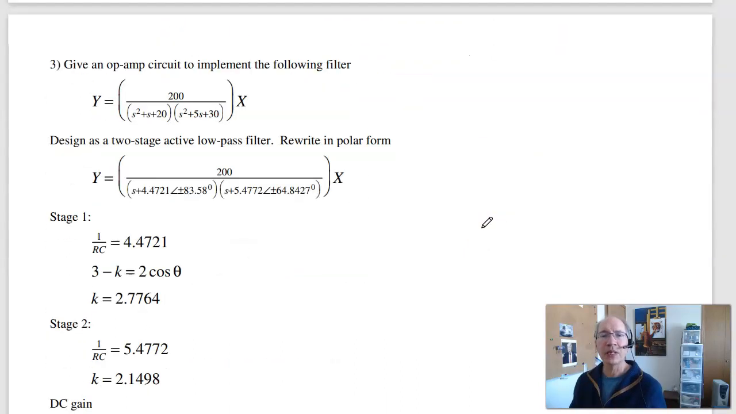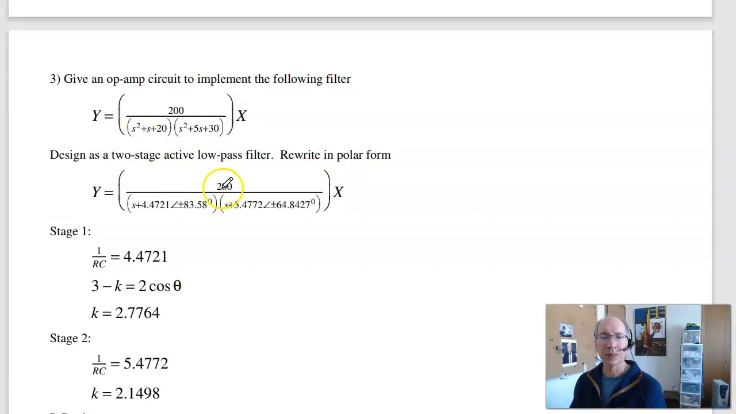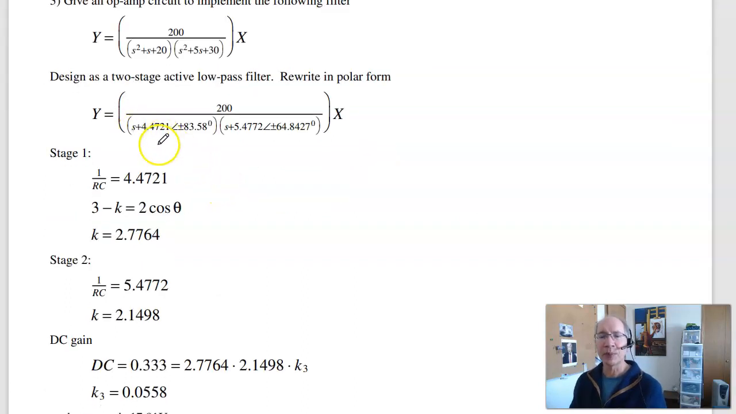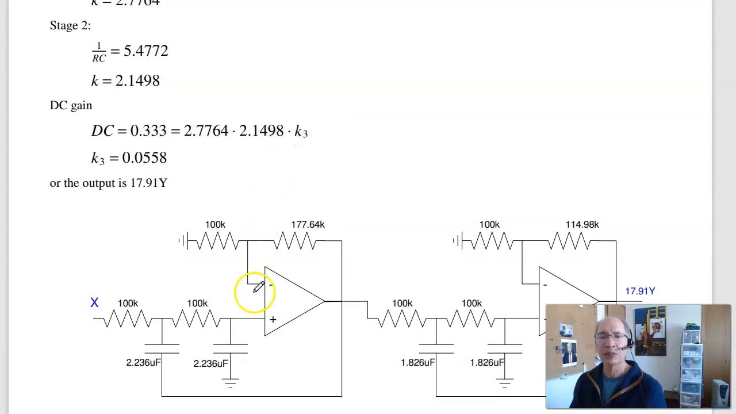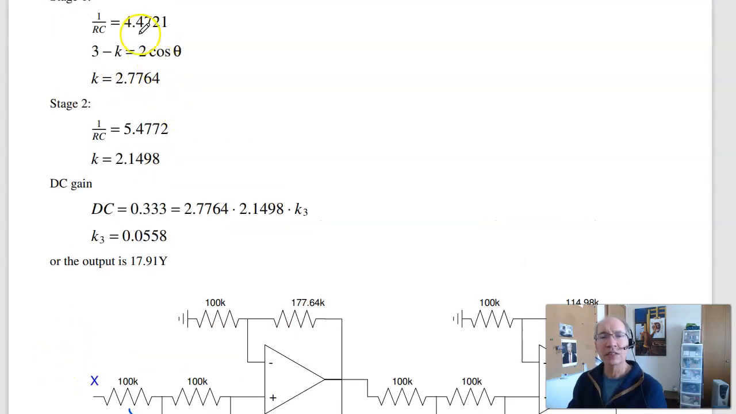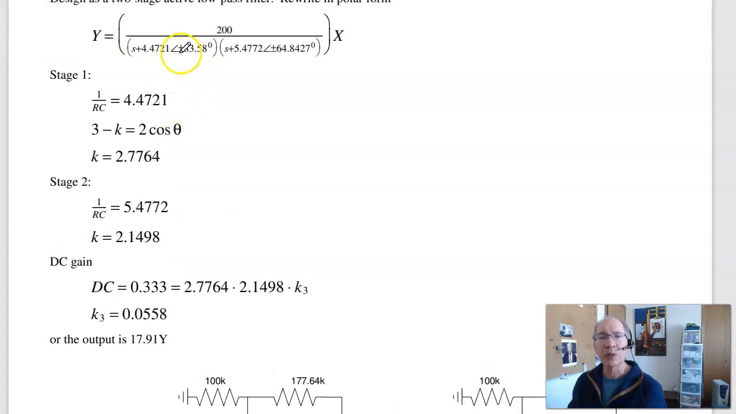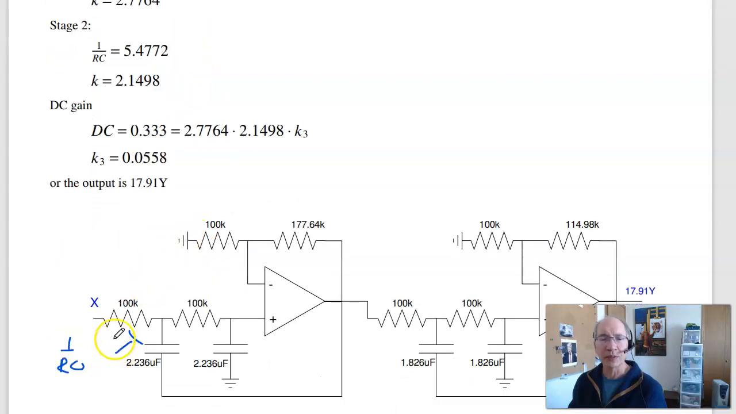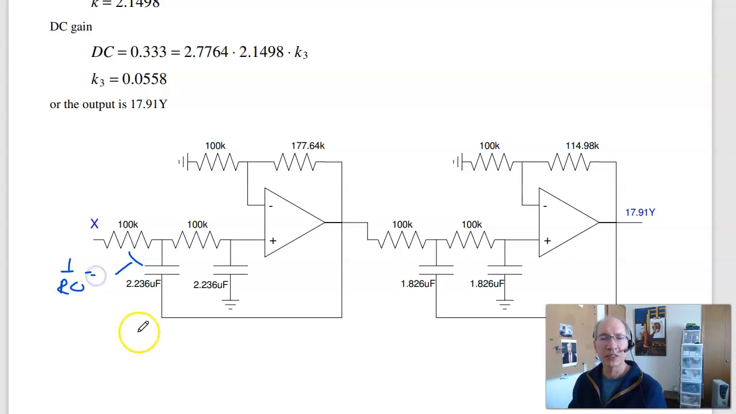Problem 3 is, what if you have complex poles? Here, polar form works a little bit better. I've got one pole at 4.4 at 83 degrees. The other one is 5.4 at 64 degrees. So I'm going to use this circuit, a different building block. On this one, 1 over RC is your first pole. That's 4.47. So that's equal to 4.47.